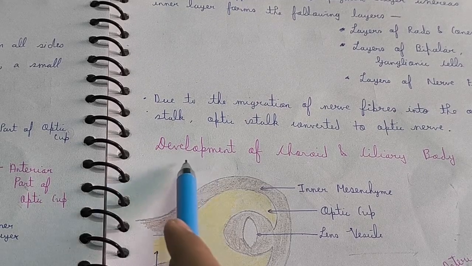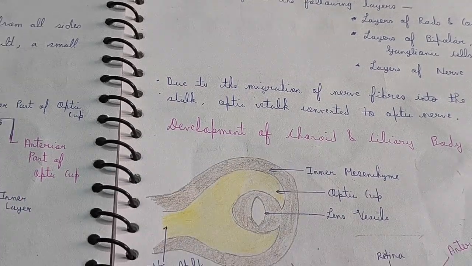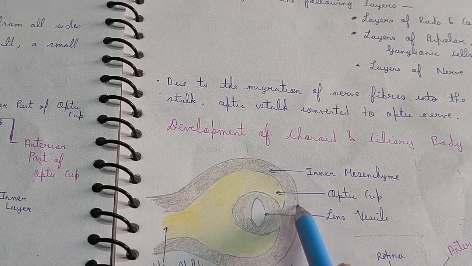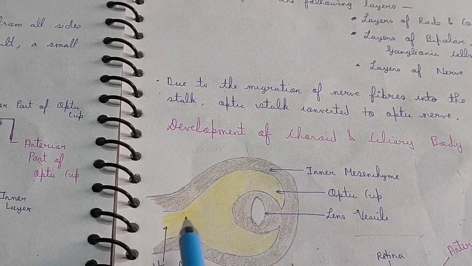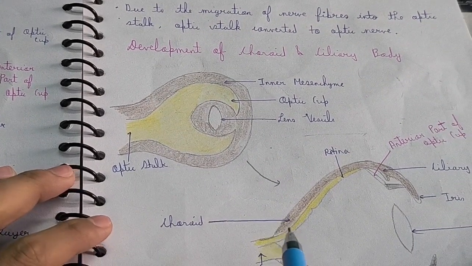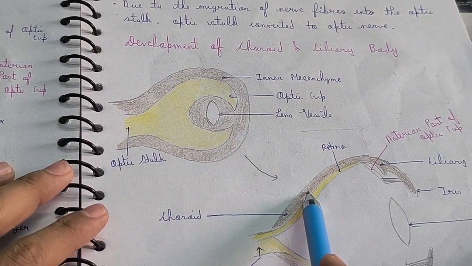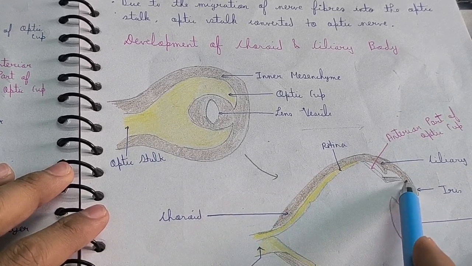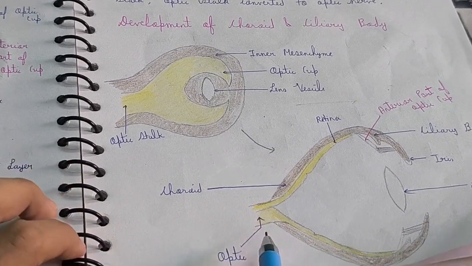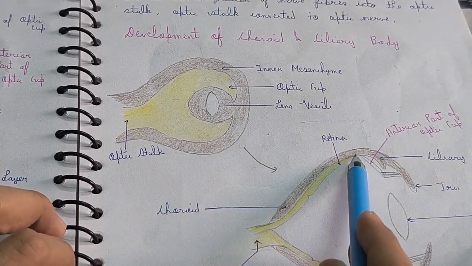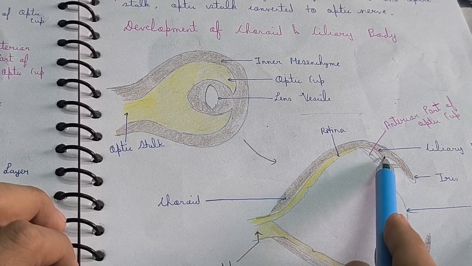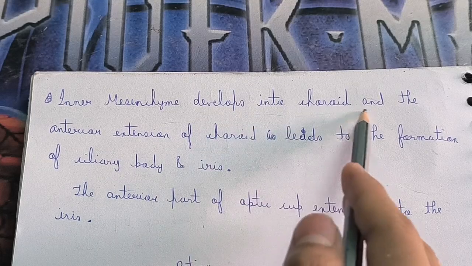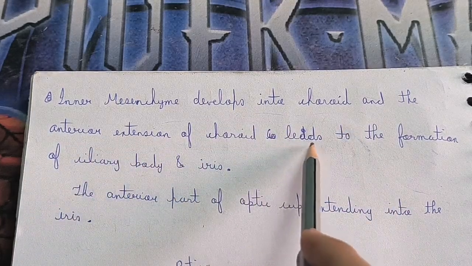So now I will discuss the development of the choroid and ciliary body. As you know, this is the optic cup, this is the optic stalk, and this is the inner mesenchyme surrounding the optic cup. Now in this diagram, the inner mesenchyme differentiates to form the choroid. Anteriorly it is connected to the ciliary body and posteriorly to the optic nerve, and the anterior extension of this choroid is basically the ciliary body and iris. So I have written that the inner mesenchyme develops into the choroid.